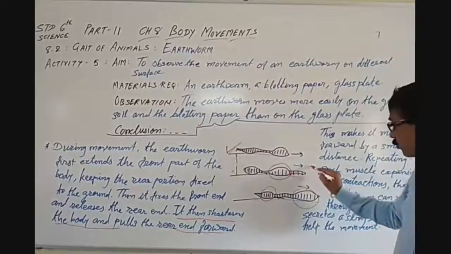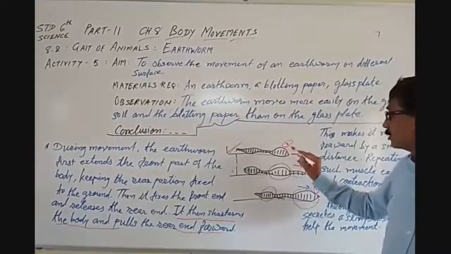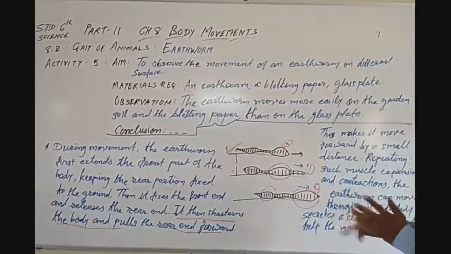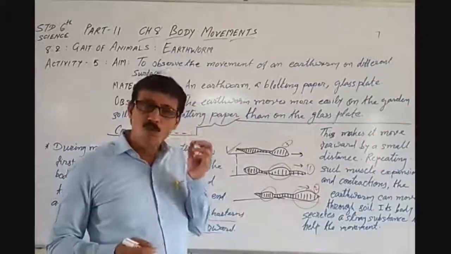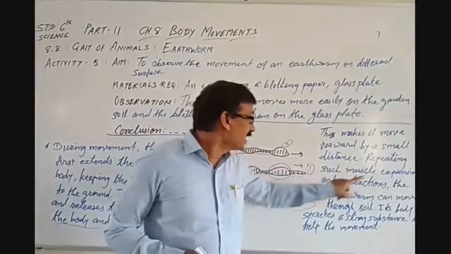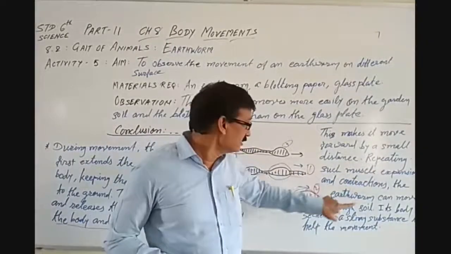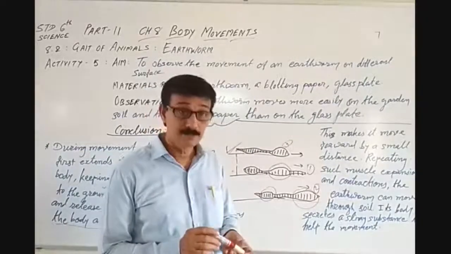So यहाँ से चालू होता है. This is first, this is second, and this is third actually. This way it moves. This makes it move forward by a small distance. Repeating such muscle expansions and contractions, the earthworm can move through soil.